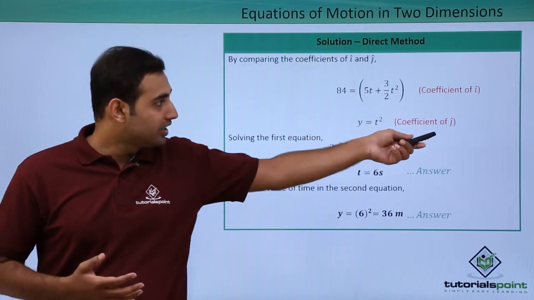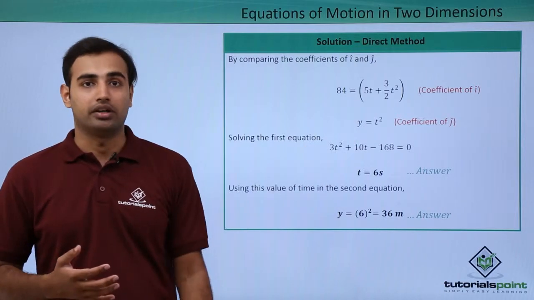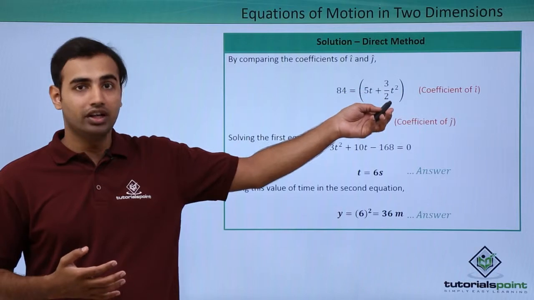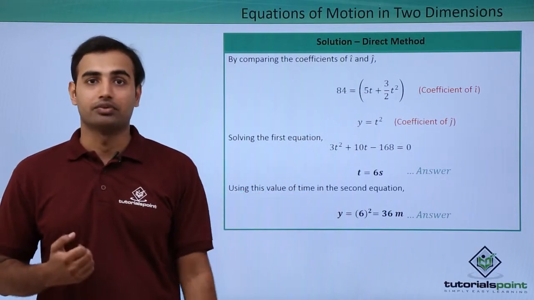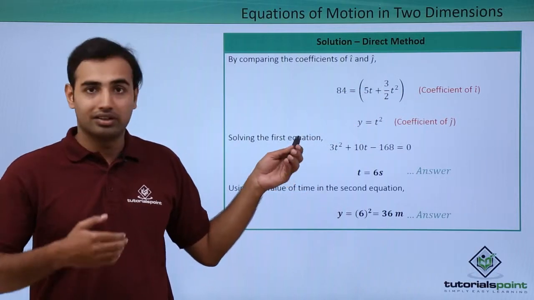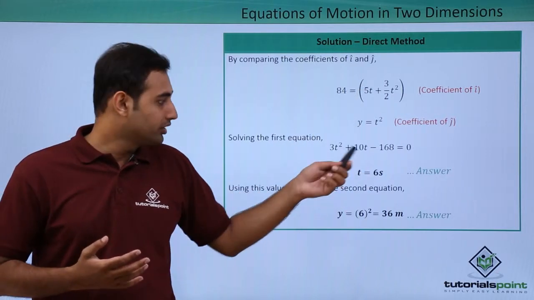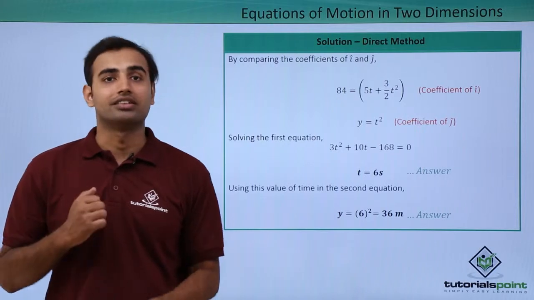And when we compare the j cap coefficient, we get y is equal to t square. From the first equation, we have only a quadratic in time. We can obtain the value of t and put the value of t in the second equation. Calculating that, you get t as 6 seconds from the first equation, and putting that value in the second equation, you get y as 36 meters.